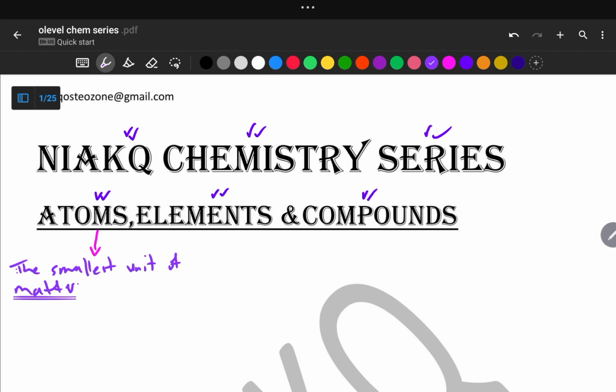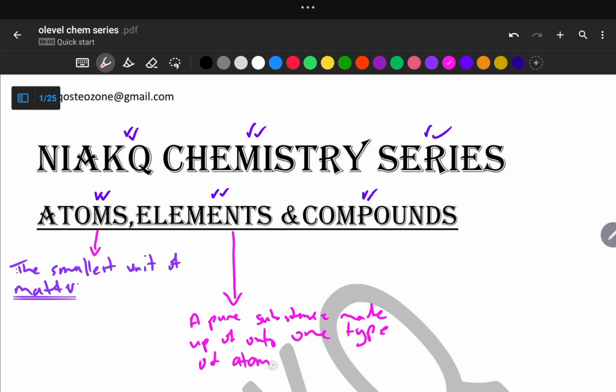And then we go on to define the term element. An element is defined as a pure substance made up of only one type of atom.